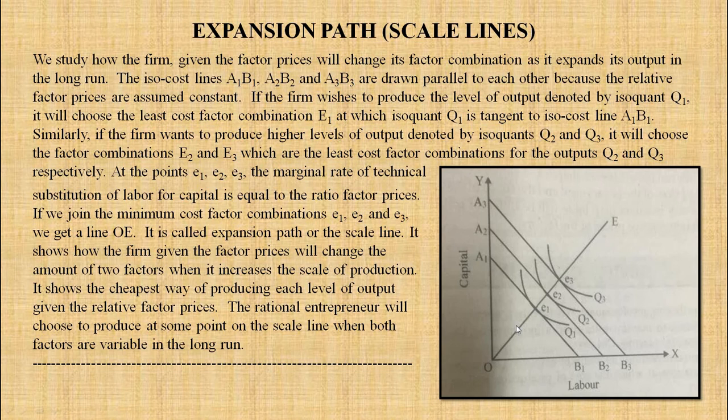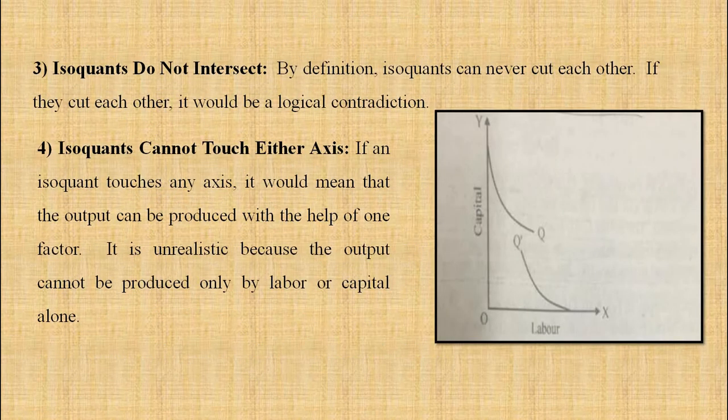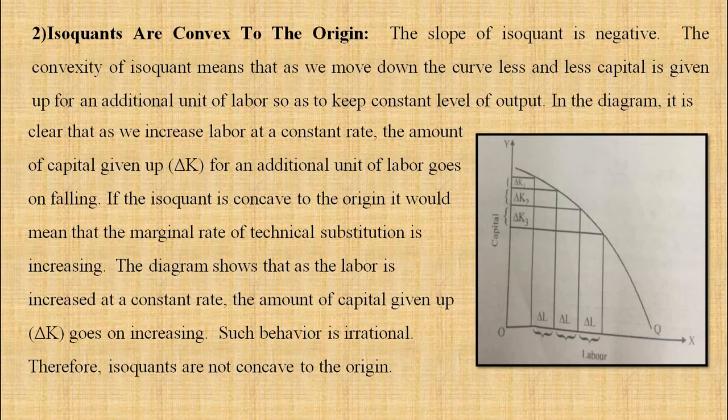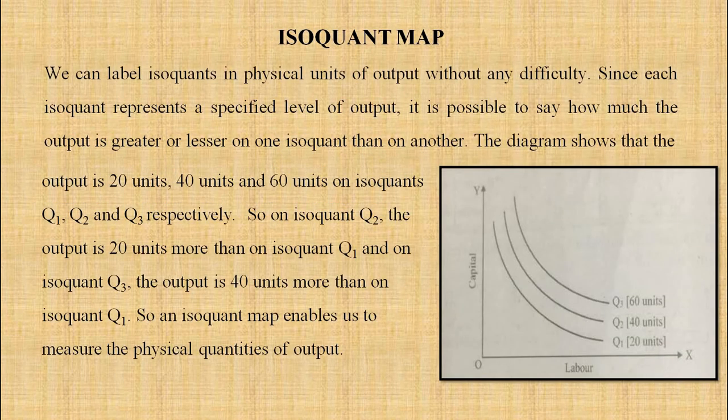This can be asked in a short note. Explain expansion path. You have to give it with the help of a diagram. Then the second thing which can be asked is ridge lines. That is also for short notes. Explain ridge lines, and the main question can be: explain the various properties of isoquants. All the four properties you have to give, and the isoquant map.